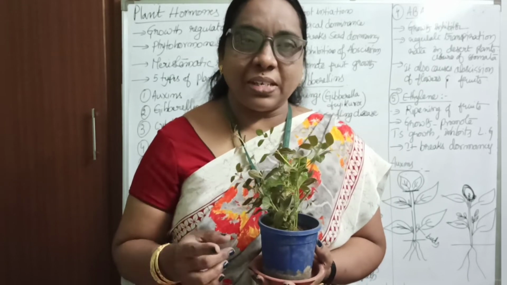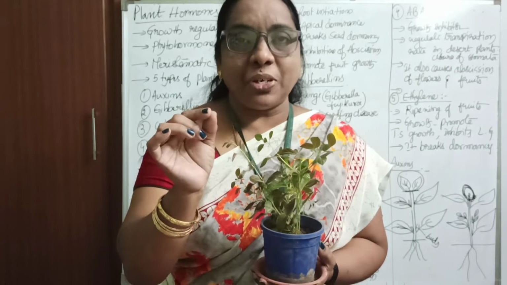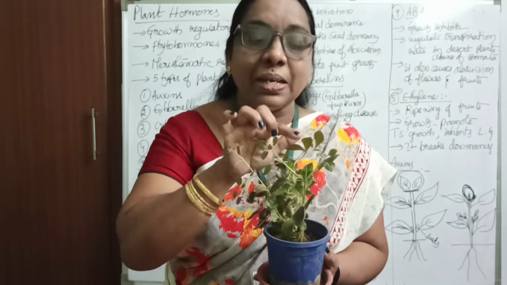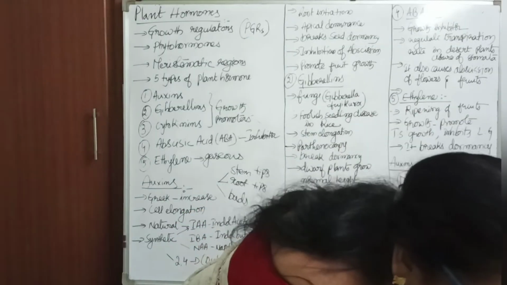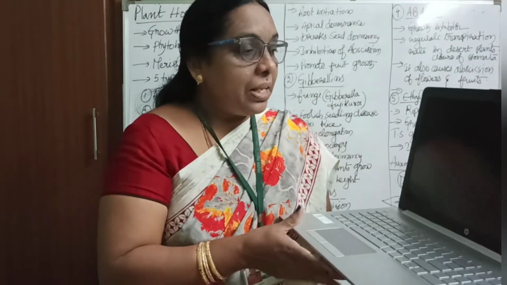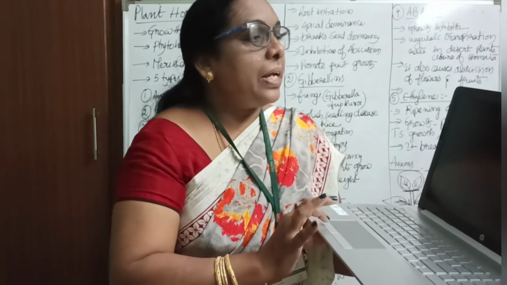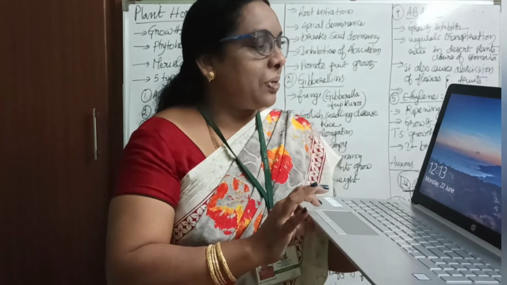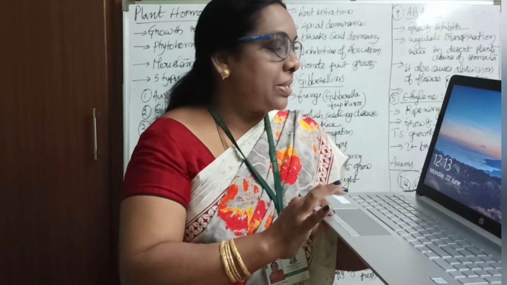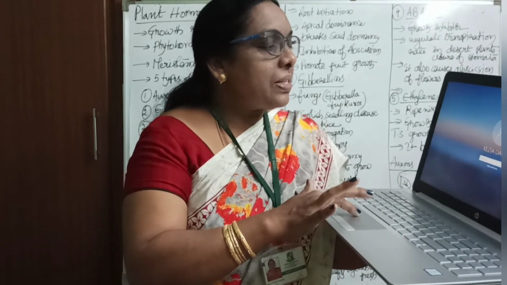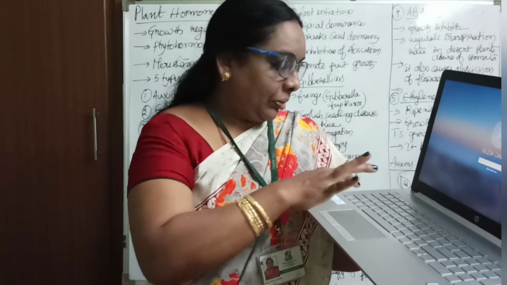Let me repeat once again. The phenomenon of suppression of growth of the lateral buds by the terminal bud is called apical dominance. Let me show it in the video, then it will be more clear to you. When you come to this particular process, we can reverse this apical dominance also, children. How can we reverse this apical dominance?